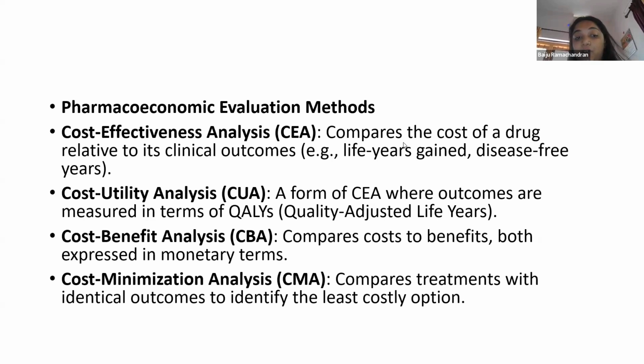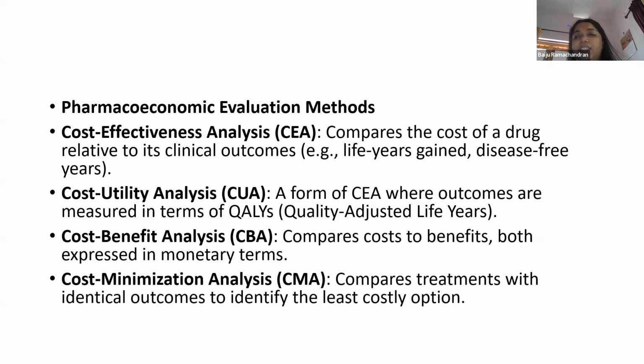So we will continue with cost minimization analysis. In minimization analysis, I need a drug, for example paracetamol. From the generic store I will get paracetamol for 10 rupees, and from the brand I will get it for 50 rupees.